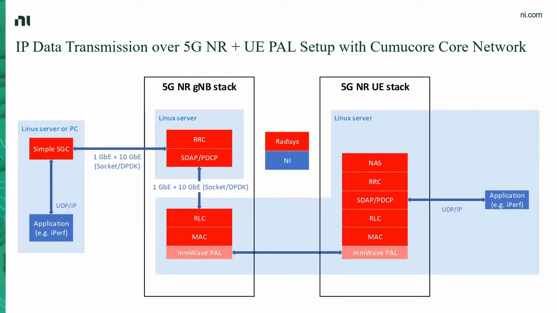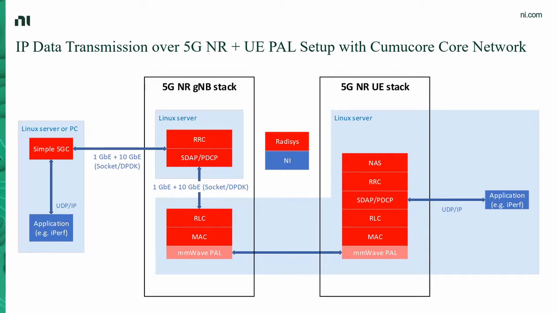Let me first introduce you to the setup we are using. The demo is based on the physical abstraction layer setup, in short, PAL setup, with higher layer components for the gNB and UE and a simplified 5G core network from a third-party vendor. All machines are connected via 10 gigabit per second network interfaces for the user plane data.